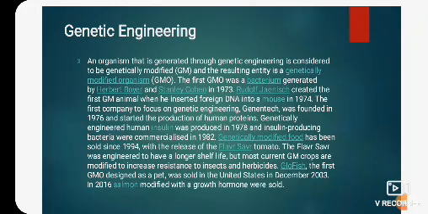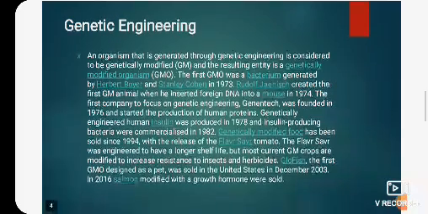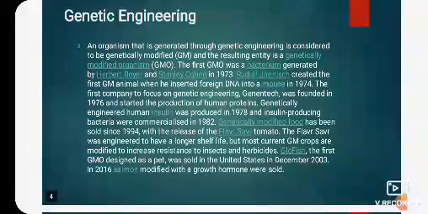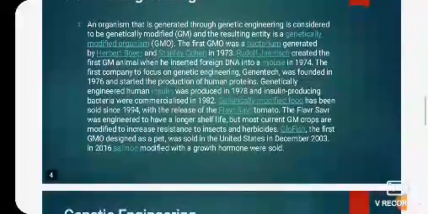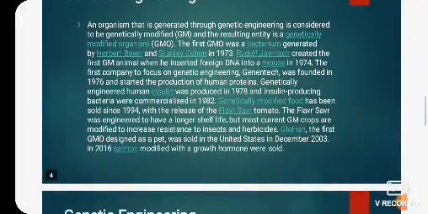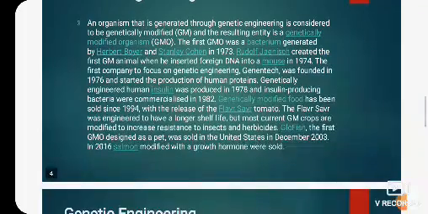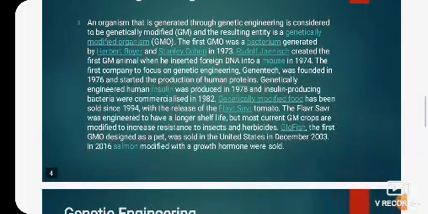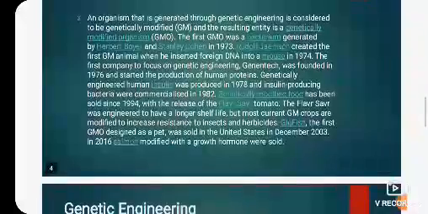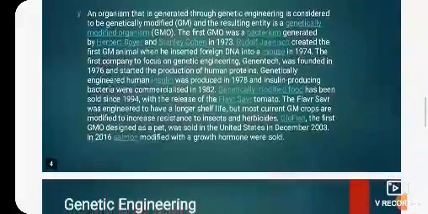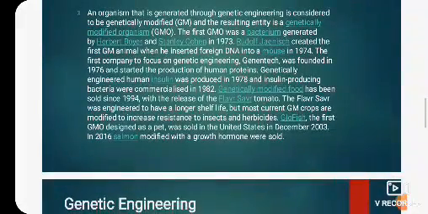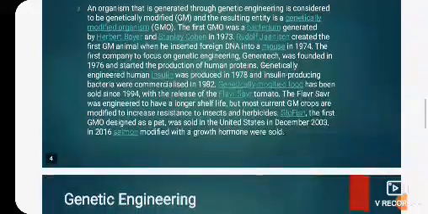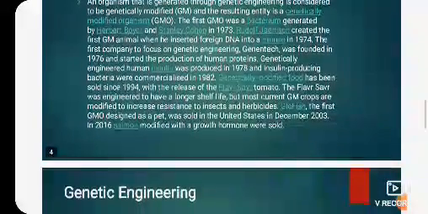An organism that is generated through genetic engineering is considered to be genetically modified, and the resulting entity is a genetically modified organism. The first GMO was a bacterium generated by Herbert Boyer and Stanley Cohen in 1973. Rudolf Jaenisch created the first GM animal when he inserted foreign DNA into a mouse in 1974.